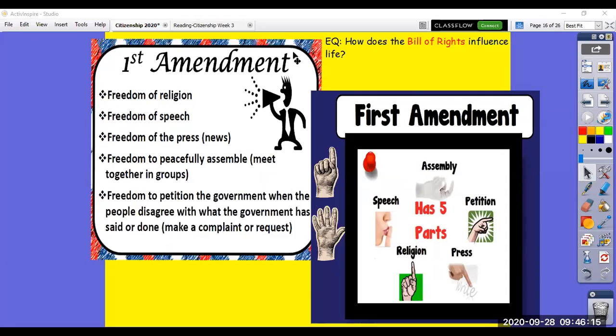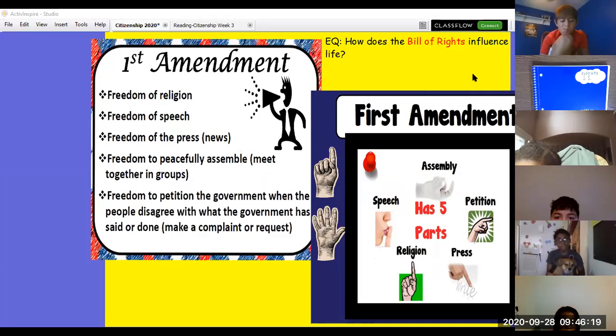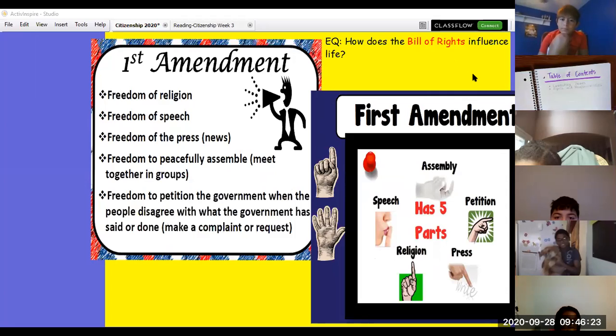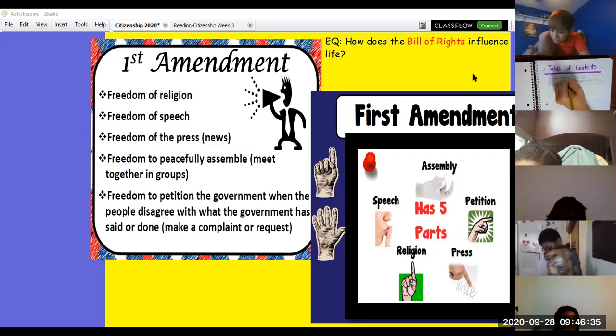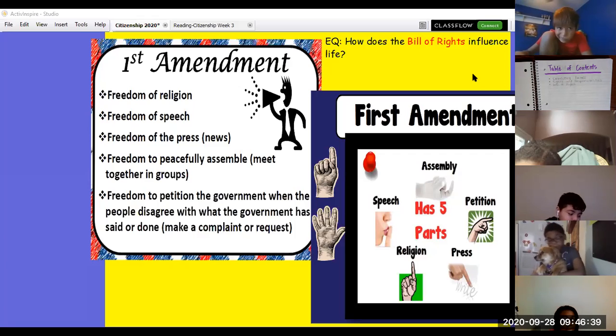I'm going to share out my notebook here. All right, you got your table of contents. Let's add to this. Let's put another bullet. We're going to take the Bill of Rights. Bill of Rights, Bill of Rights.